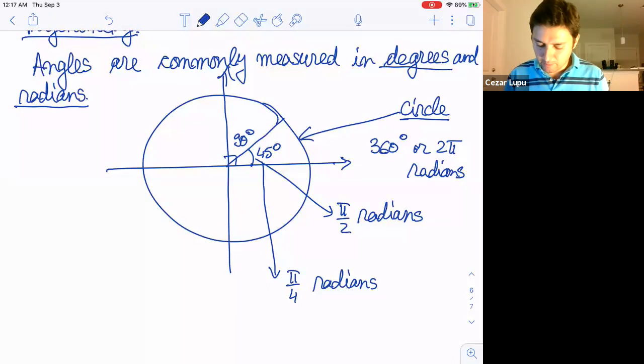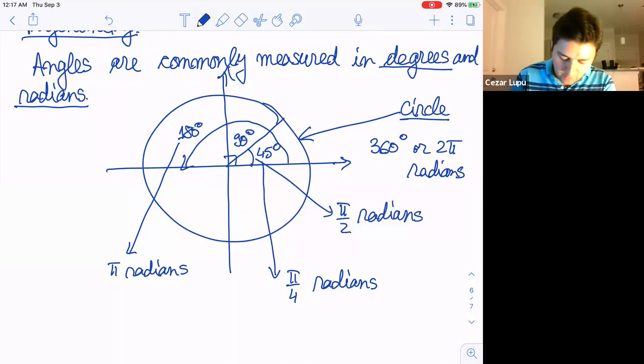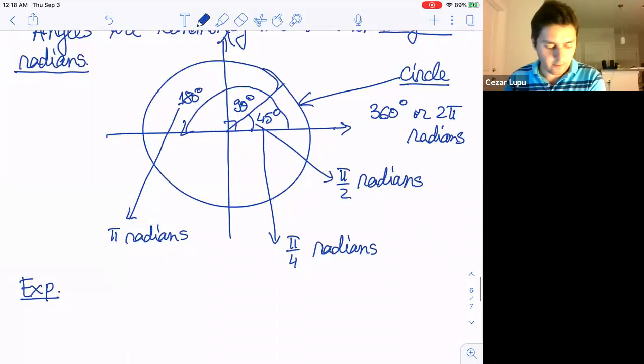Or for example, you can have something like this, which will be 180 degrees. And this will be nothing else than pi radians, right? And if you want to go all the way around the circle, you'll have 360 degrees or 2π radians, right? Let me give you some quick examples on how to transform these.